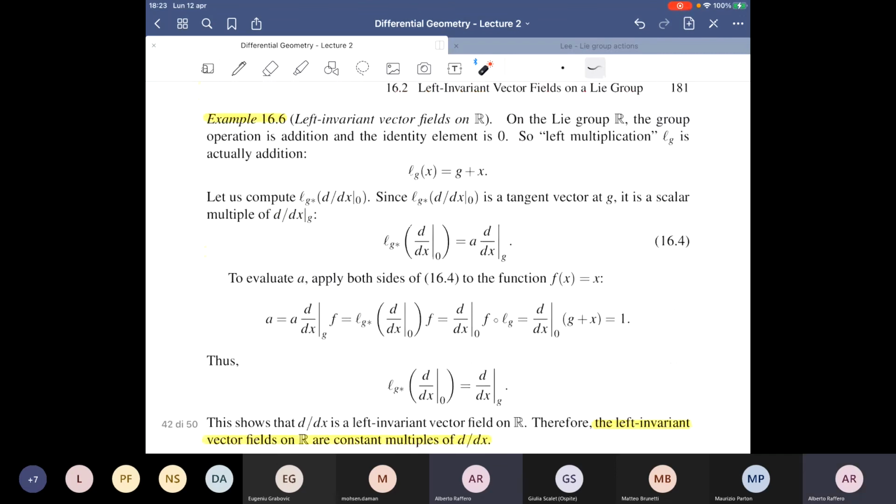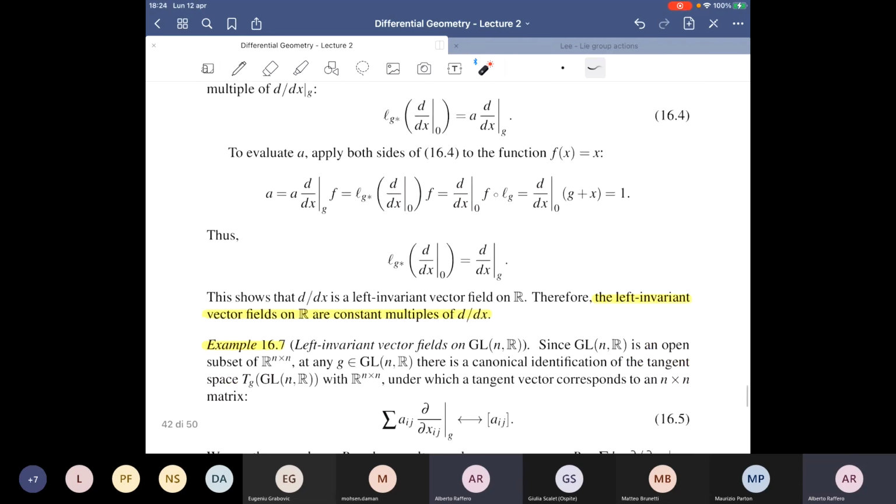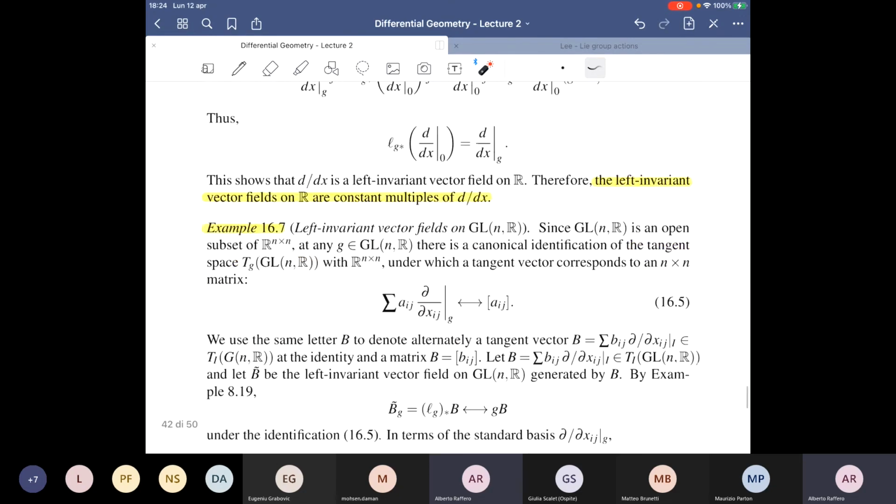So here there are some computations of left invariant vector fields. For instance, on R, the left multiplication is just the sum from the left side of an element of R with another element of R, and then requiring that a vector field is left invariant tells you that it has actually to have constant coefficients. And so in particular, the left invariant vector fields on R are constant multiples of the vector field you can define on R using the standard coordinate.